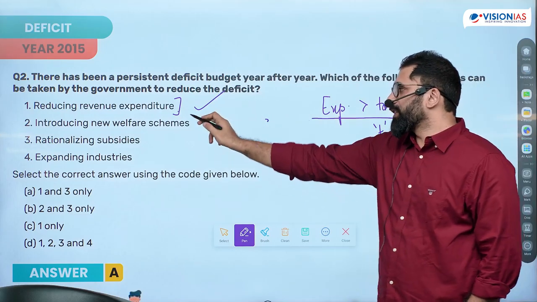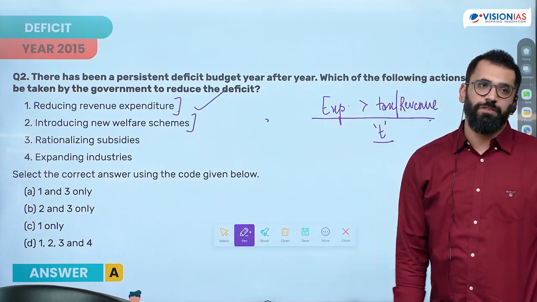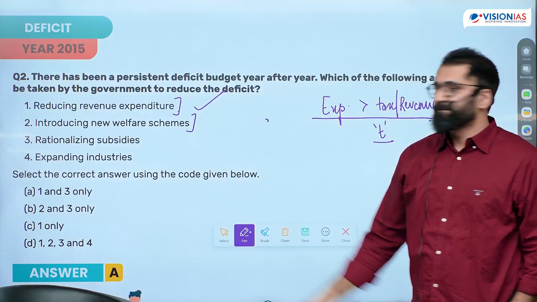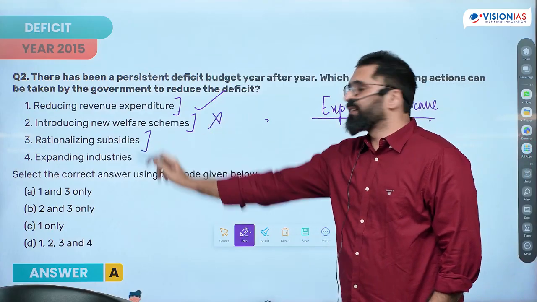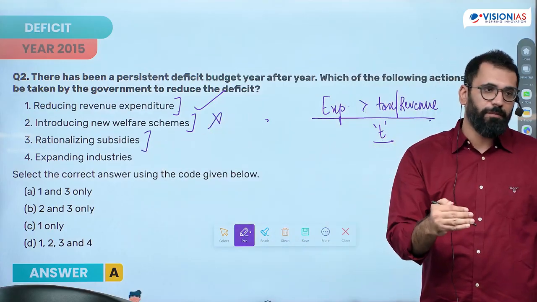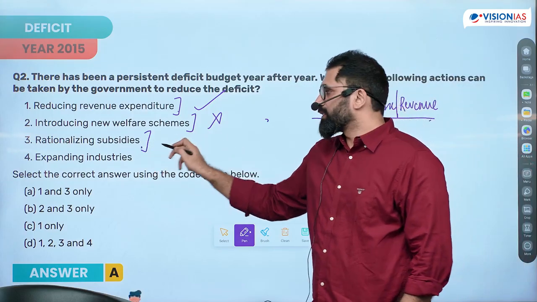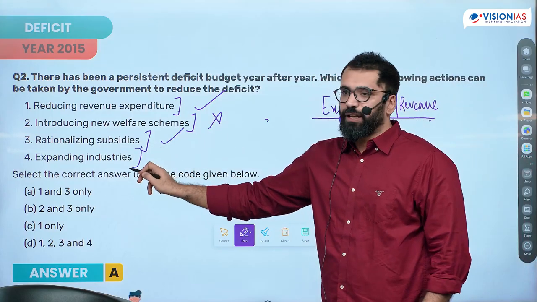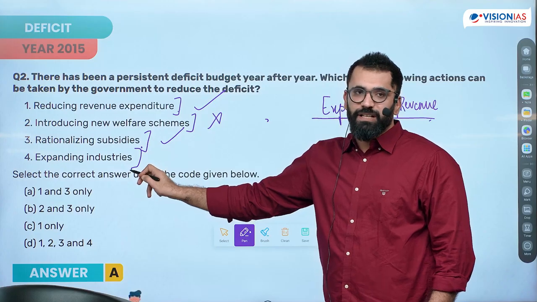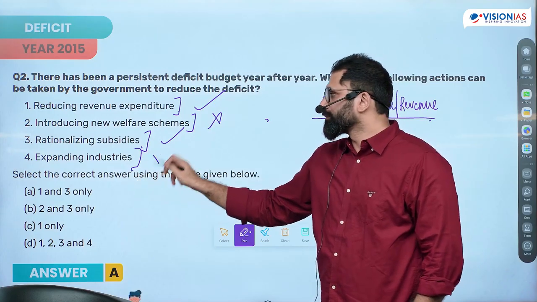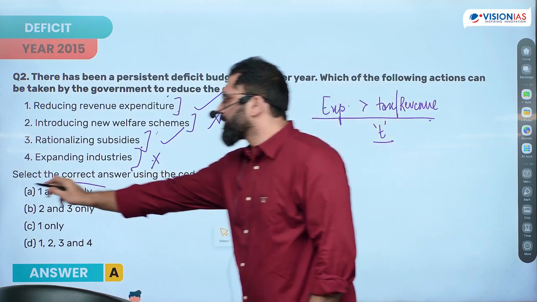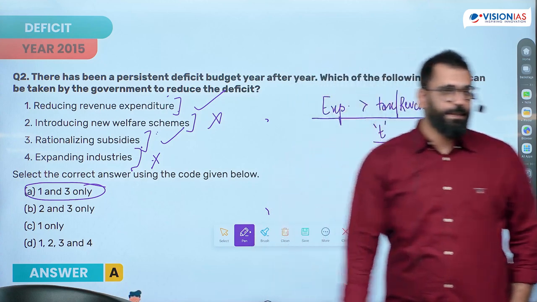Simple. Introducing new welfare schemes. If I introduce schemes, will there be more expenditure or less expenditure? Rationalize subsidies. Rationalizing subsidies is controlling the amount of money spent on subsidy. Expenditure low or high? This is controlling deficit. Expanding industry. This would be more expenditure or less expenditure? 1 and 3. Is it clear?